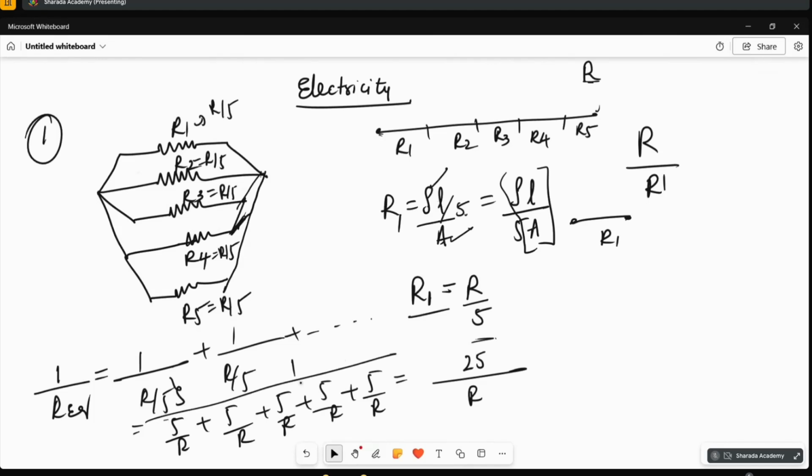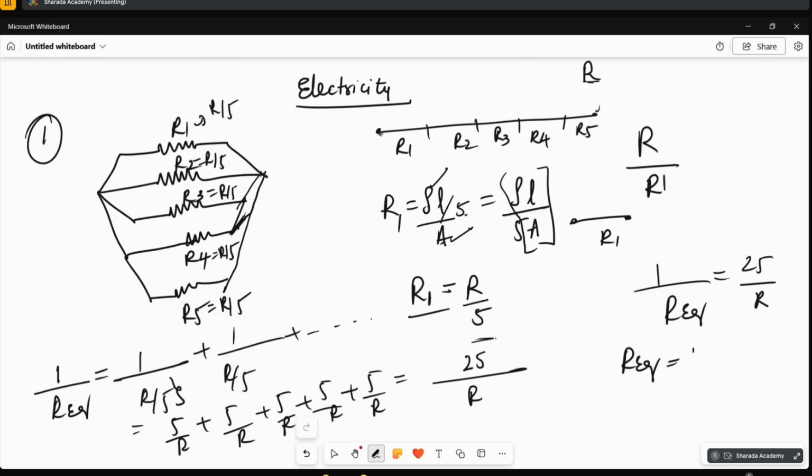So this will be 25 by R. Now, 1 by R equivalent is equal to 25 by R, or R equivalent is equal to R by 25. Now, R by R dash. What is R dash? R equivalent of this. So this is equal to R by 25. When it goes up, it will become 25. So R by R dash is 25.